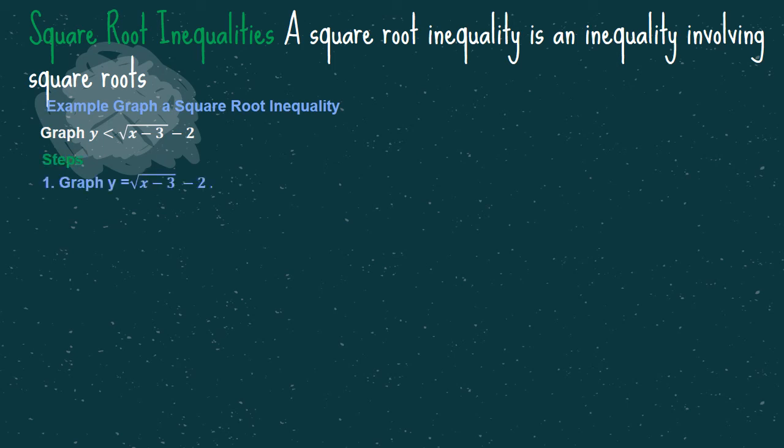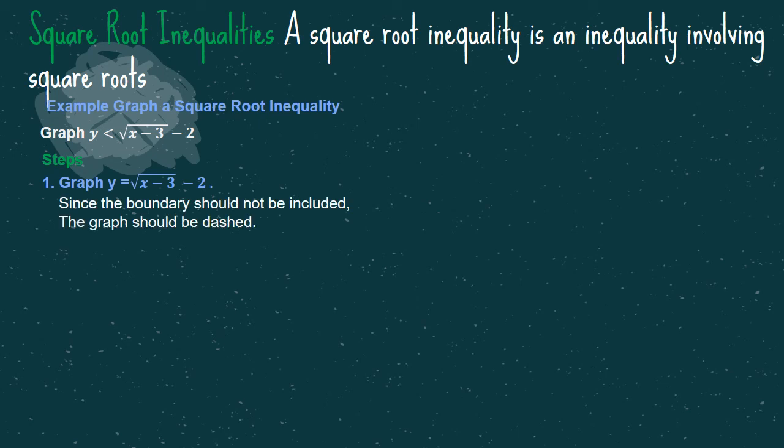The first step is to graph the corresponding or associated equation of the inequality. The associated equation for this is y equals square root of x minus 3, minus 2. The only thing that I did to take care of the first step is to replace the inequality symbol with the equal sign, and what we get is y equals square root of x minus 3, minus 2.